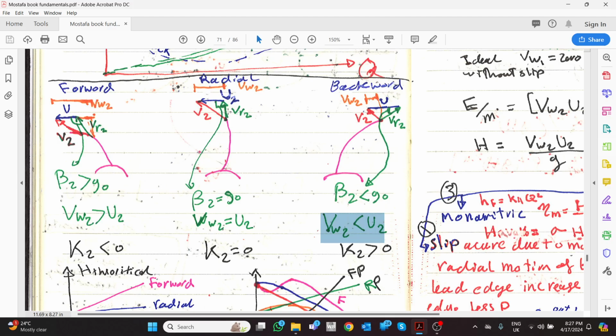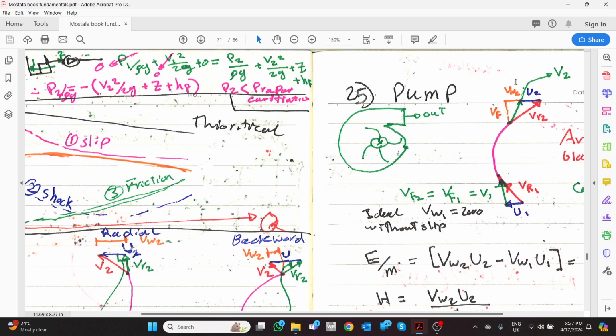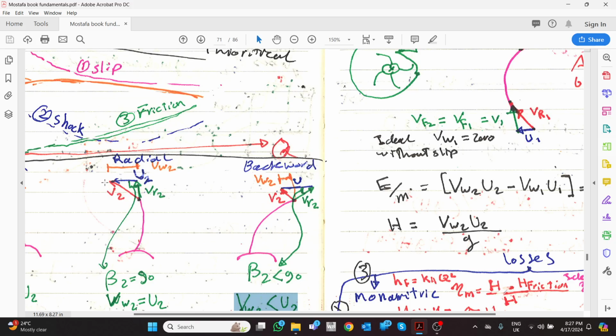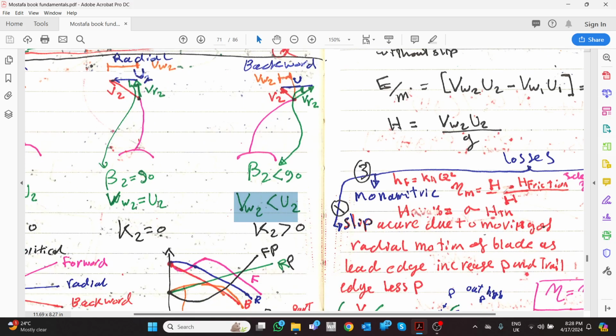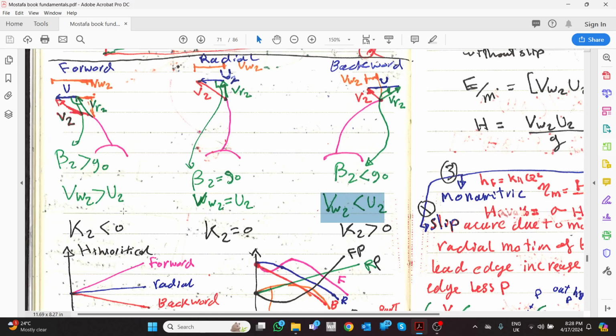Now, if we are in radial, that means VR is vertical. U is like this. The blade angle is 90. And V2 is like this. So the whirling velocity is equal to U. And if it is forward curve, it is like this. Beta, or the blade angle, is over 90. So the whirling velocity is bigger than U2. So these are the three cases.